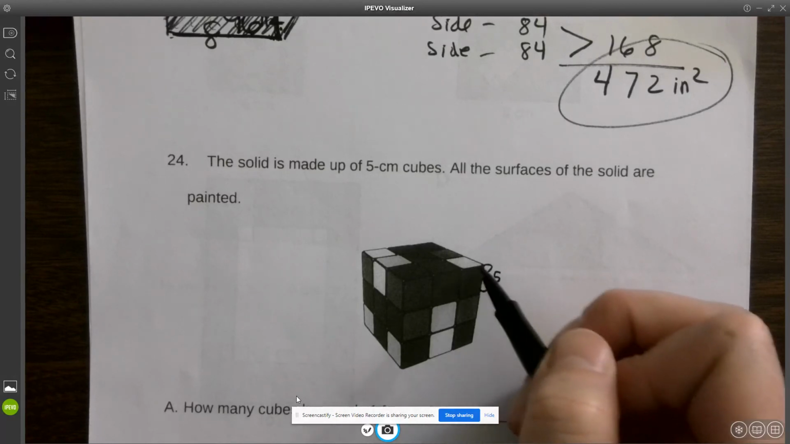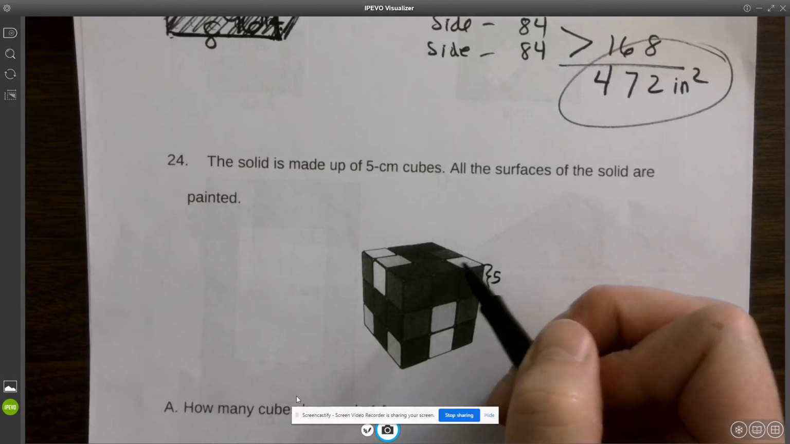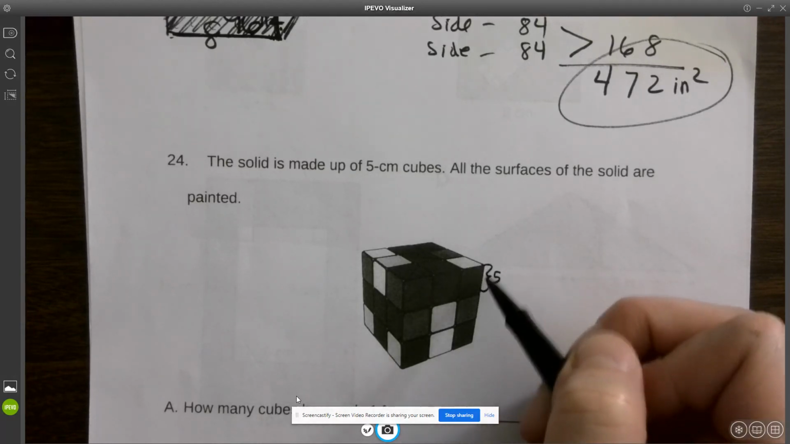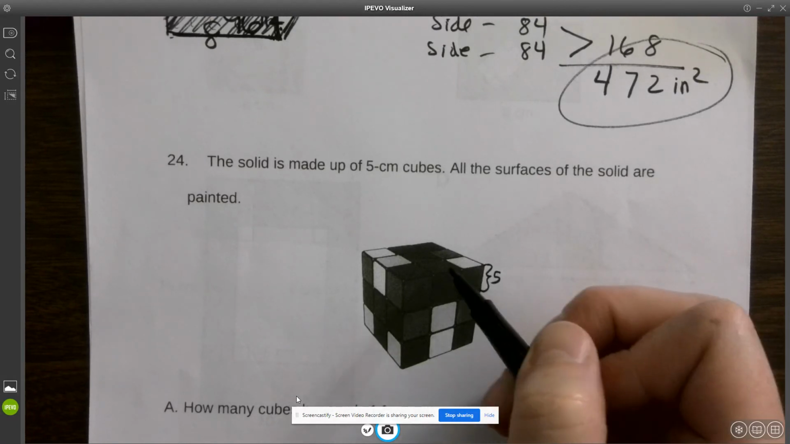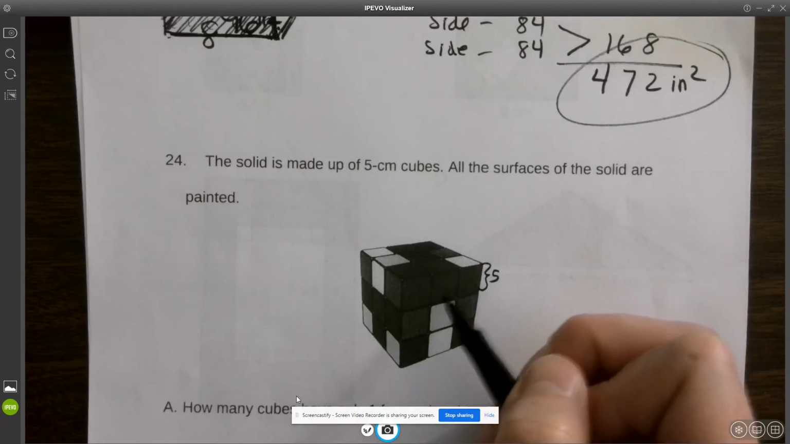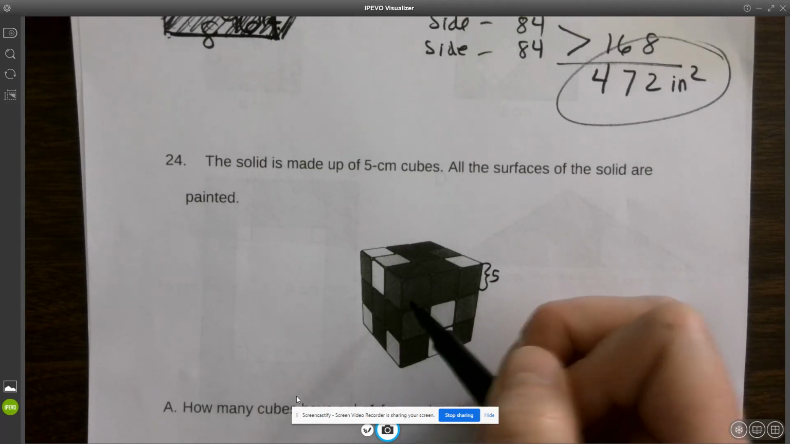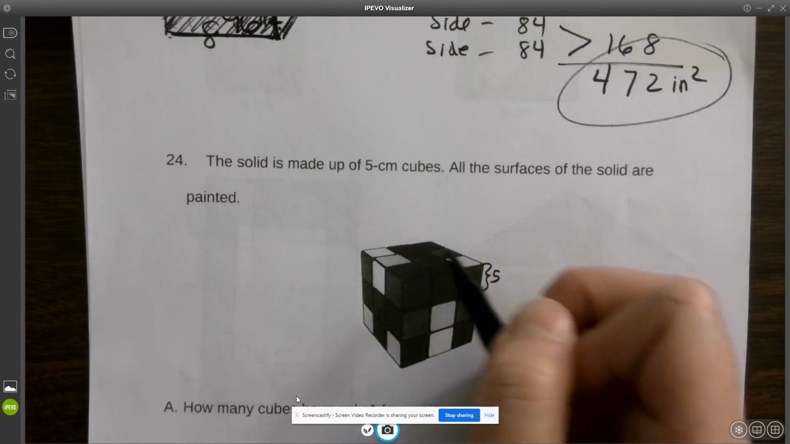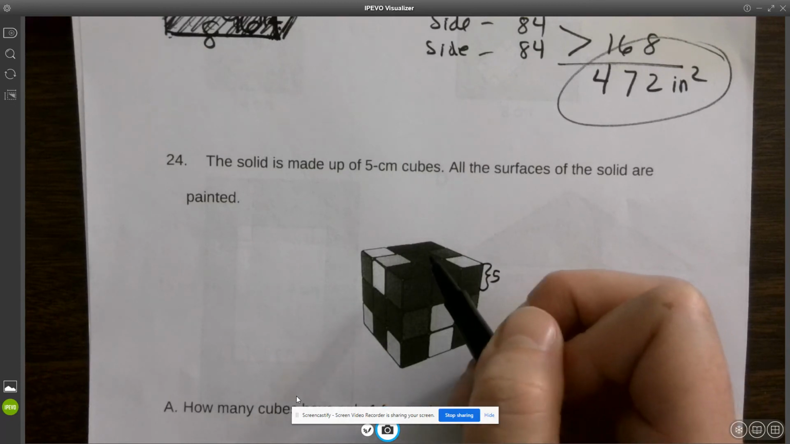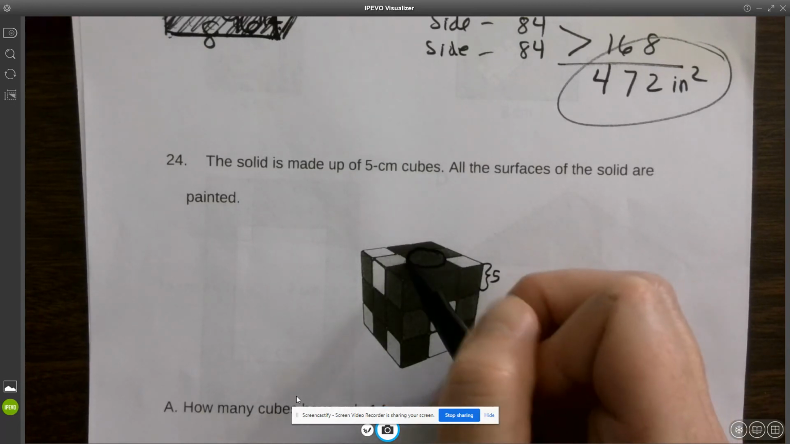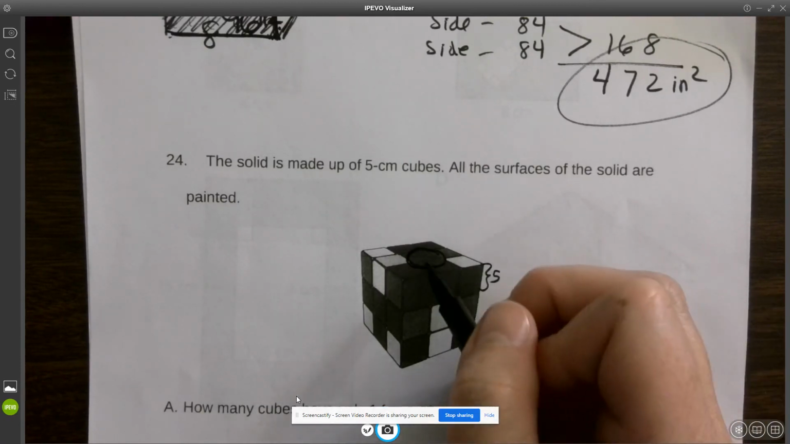So see how this little cube here, it's painted here, and it's painted on the side. This one it's painted here, and it's painted here, so that's 2. This is painted here, here, and here, so that's 3. So the only one on this top row that has one side painted would be this right here. So the top of it is painted. So this one is 1.